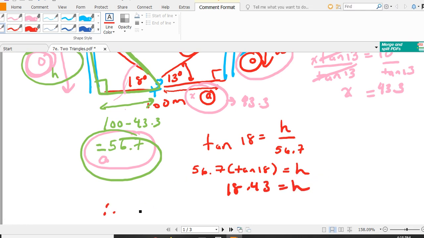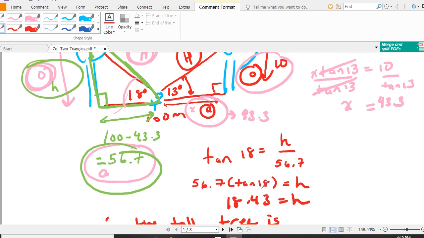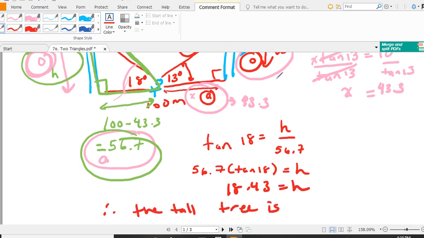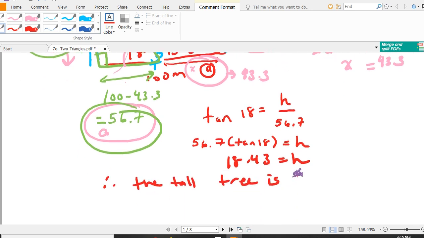So therefore, the tall tree is 18.43, which means the small tree was 10, right? So which means the tall tree is 8.43 meters taller.